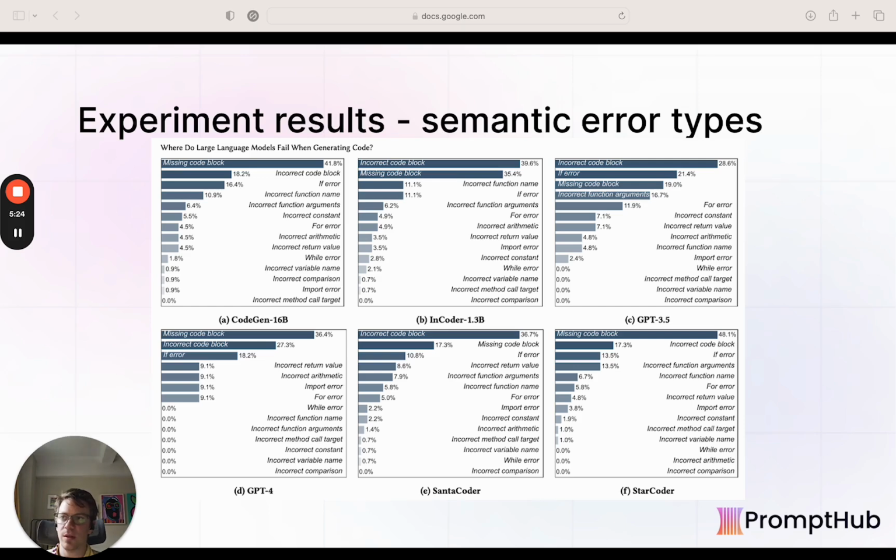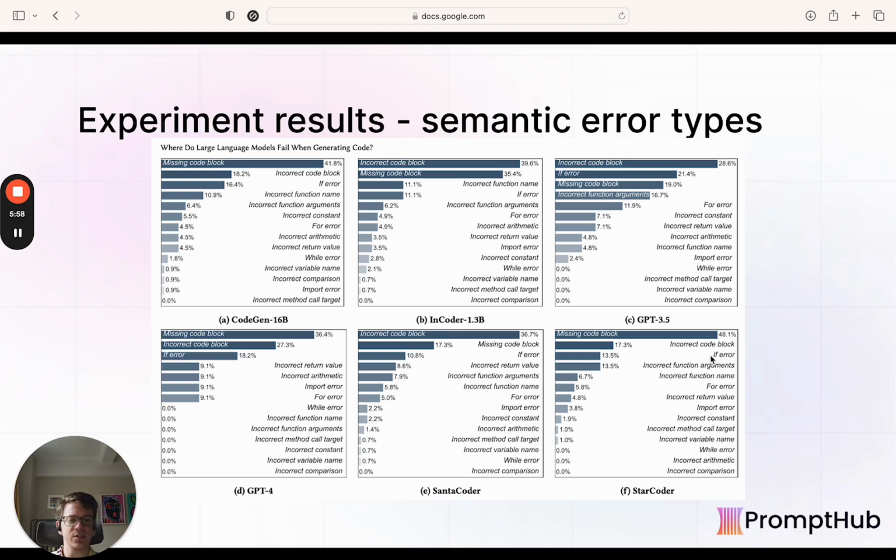So we see a pretty similar distribution across all the models. Missing code block or incorrect code block is high for all of the models essentially. And so again, we see GPT-4's errors are more well contained, which is really helpful. It makes it much more predictable. Again, we're seeing a bunch of 0% in many of the categories here. And we can move on to the next.